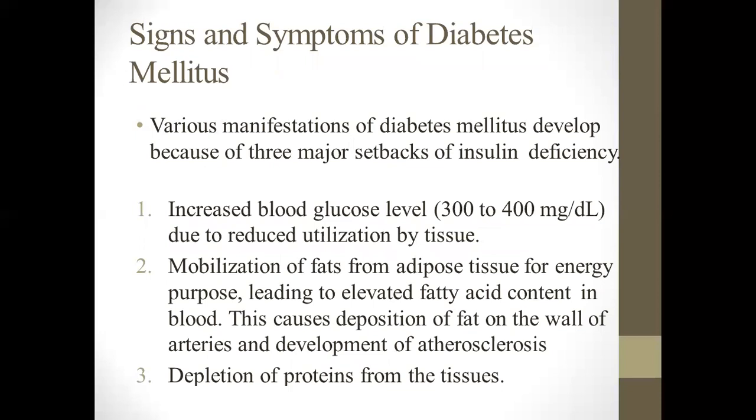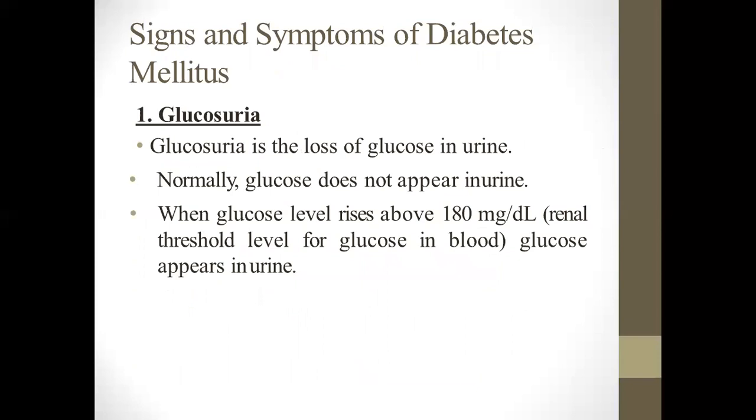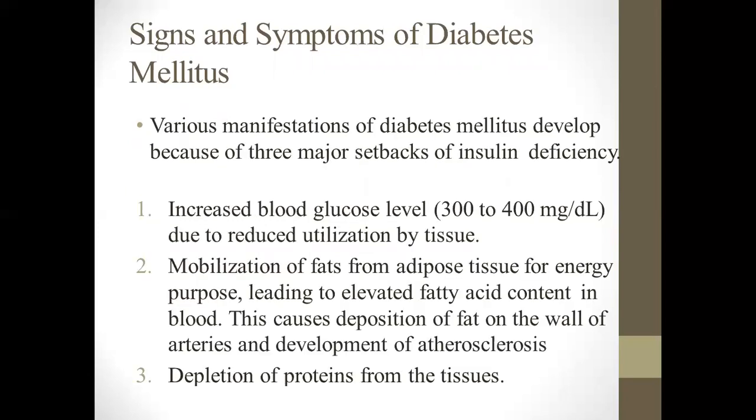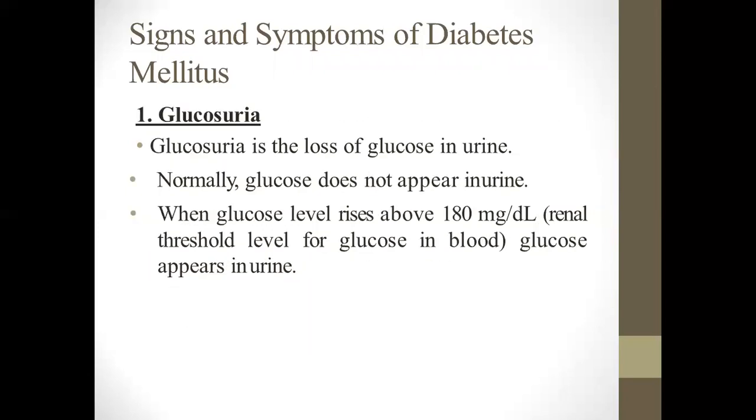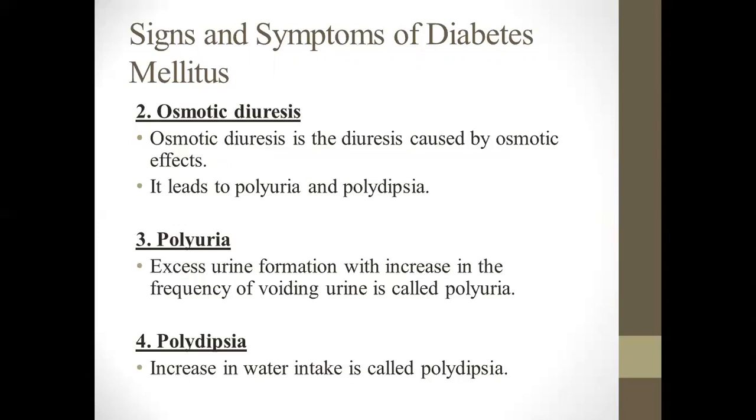There are different types of signs and symptoms of diabetes: increase in the blood glucose level, mobilization of fat in the blood, diffusion of protein in the blood, and glycosuria. Glycosuria is basically the loss of glucose in the urine.